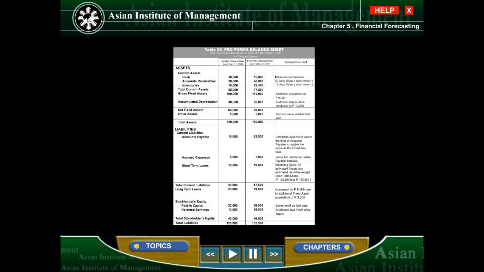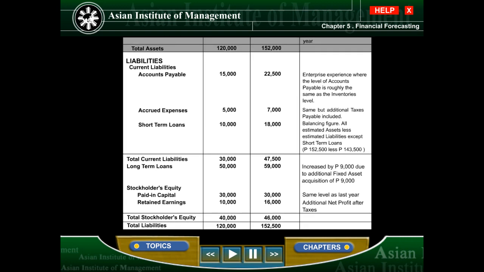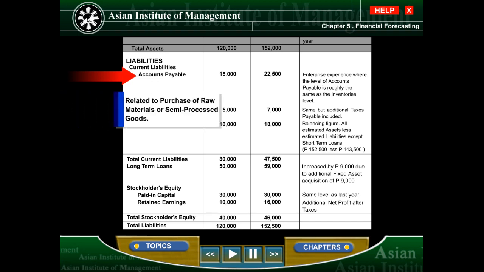Shifting to the liabilities column of the balance sheet, we start with items in current liabilities. The first item is accounts payable or supplier's credit. This can be estimated by relating it to the purchase of raw materials or semi-processed goods.